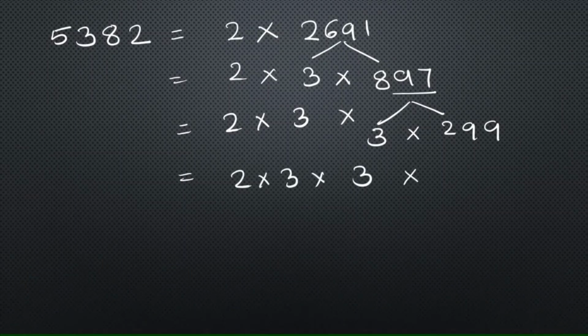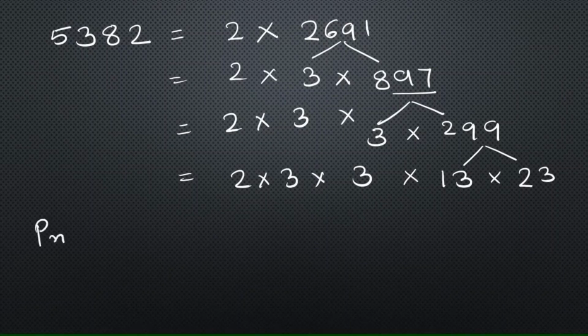Now, what about 299? What are its two factors? When we multiply those two factors, we get 299. One of them is 13. When we divide this number by 13, we get 23, the other factor. And as you see here, 13 and 23 are prime factors, meaning they are integers greater than 1 that have no factors other than 1 and itself.